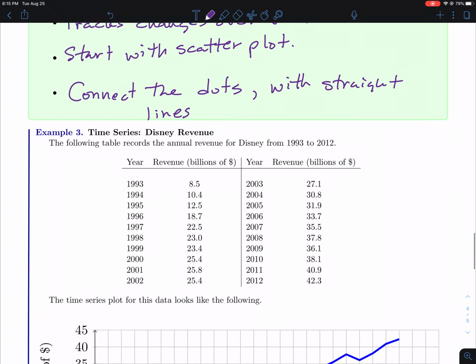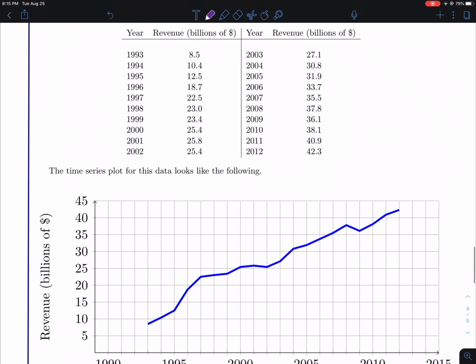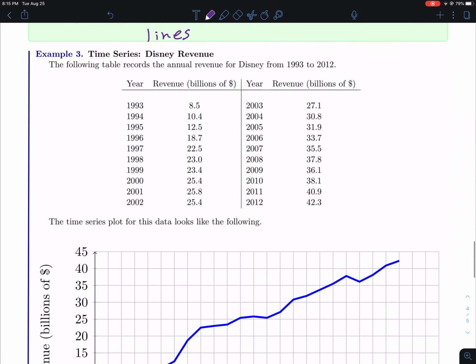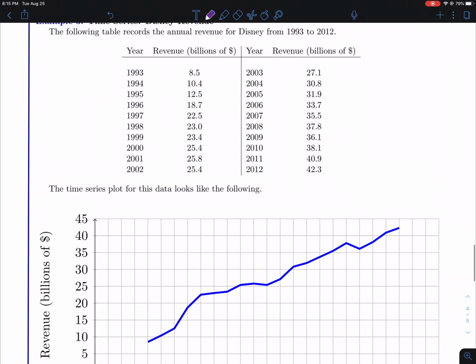So if we look at the data down below, this one's already been done for us. We're looking at Disney revenue over the years. As you can see, if you bought Disney stock a long time ago, you could probably be a billionaire by now, since their stock's just going up and up, especially now that they've bought Star Wars and Disney Plus and who knows what all else.